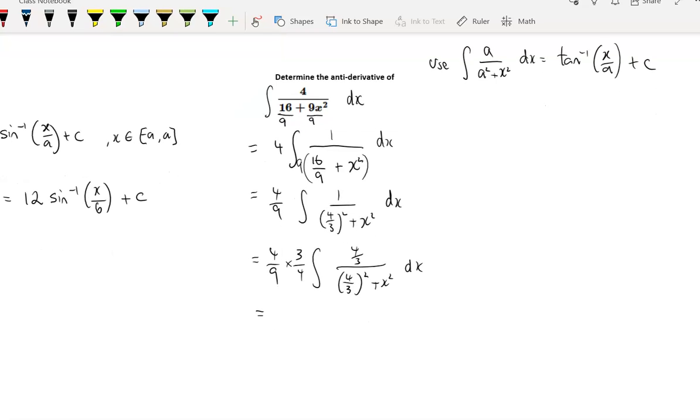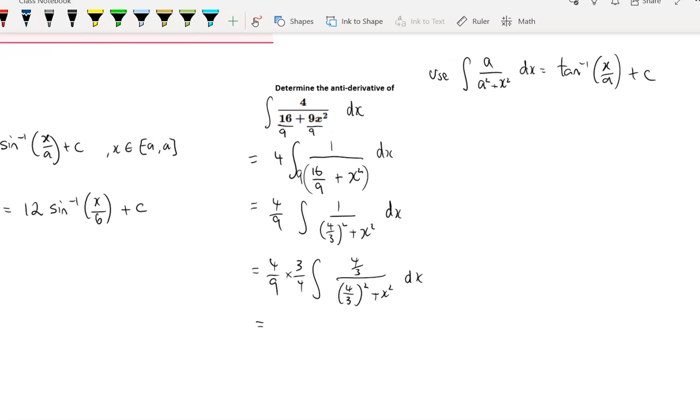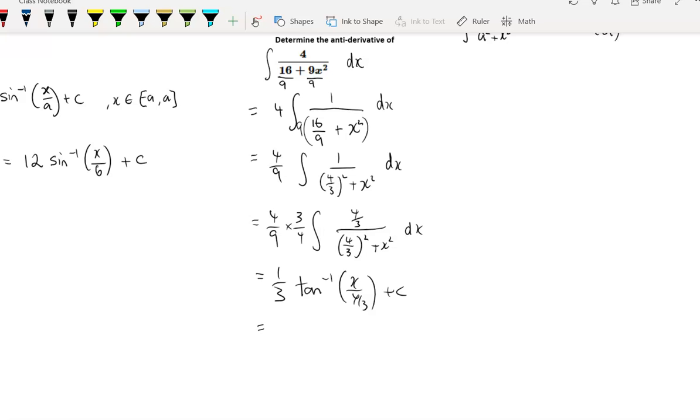It's now in the form that I actually want. And so what I've got now is 4/3 over (4/3) squared plus x squared, which is the form that I want. So I've got 4 times 3 is 12, well the 4's cancel, I've got 3 over 9, which is 1/3, tan inverse of x on 4/3. Let's see, and that looks pretty ugly, so let's just rewrite that. So 1/3, tan inverse of 3x on 4 plus c. And there's a solution to that problem.